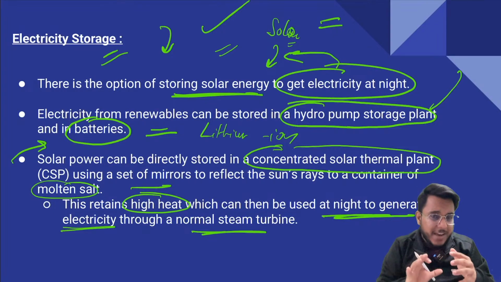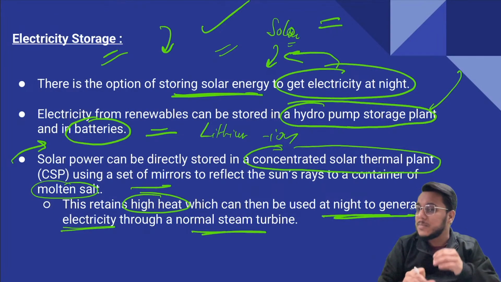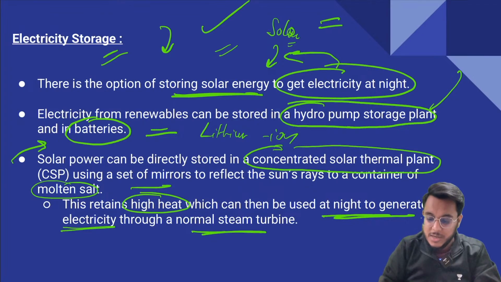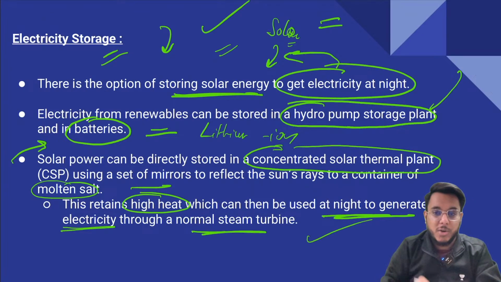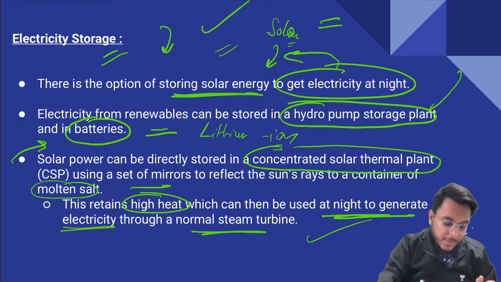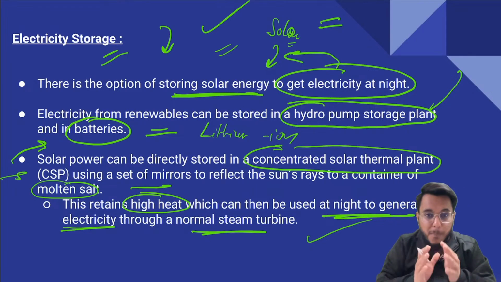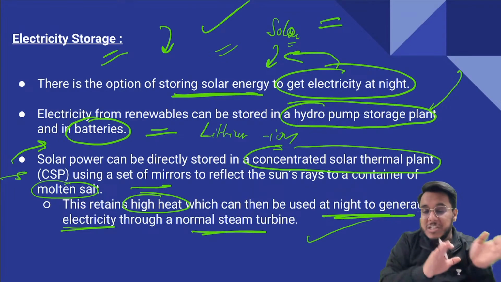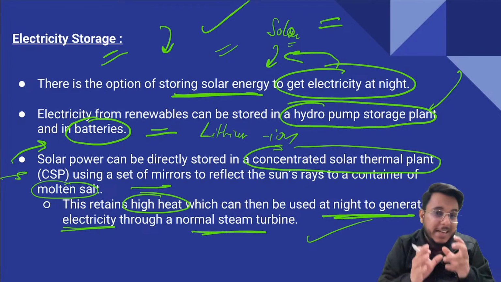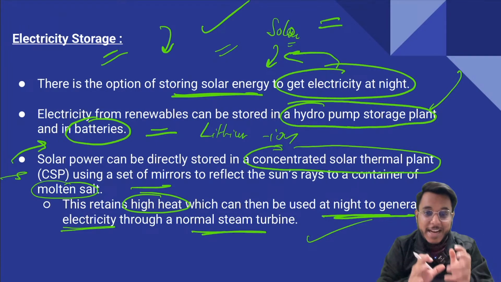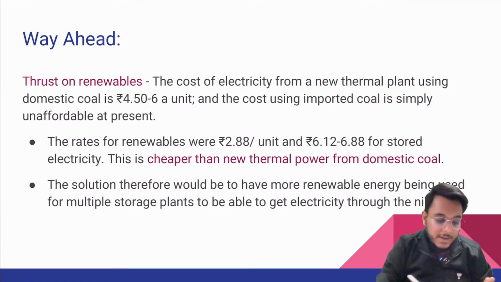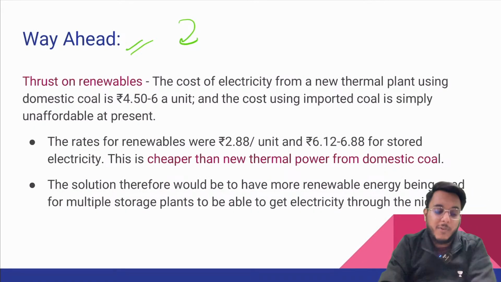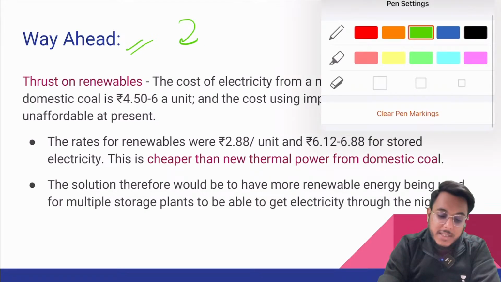So this is a very crucial and technical suggestion that can be given in this direction. Again, I am explaining that we can use mirrors to direct the concentrated solar rays on molten salt, which can conserve the heat, and that heat can be used at night to generate electricity.